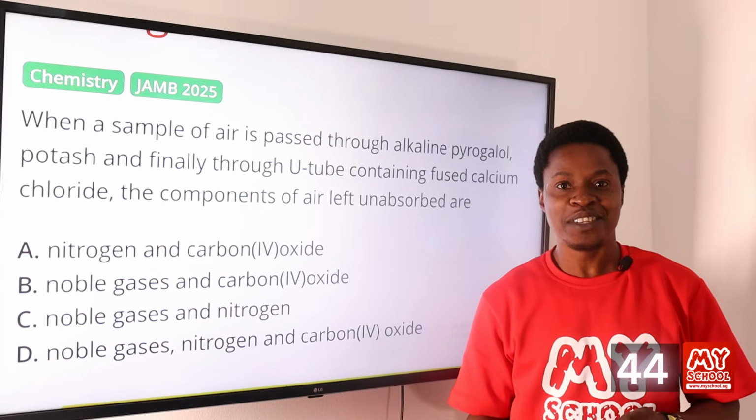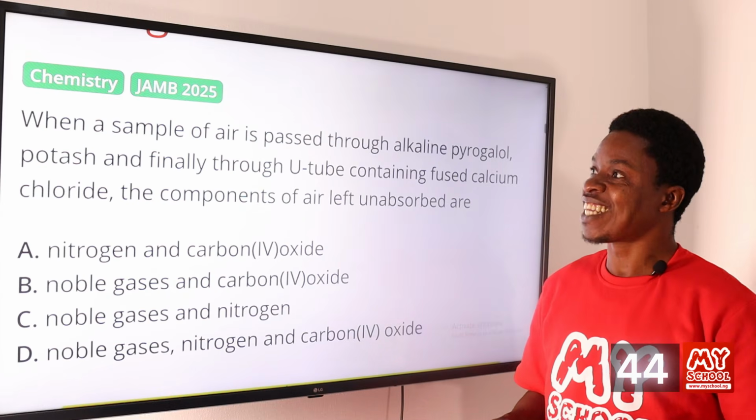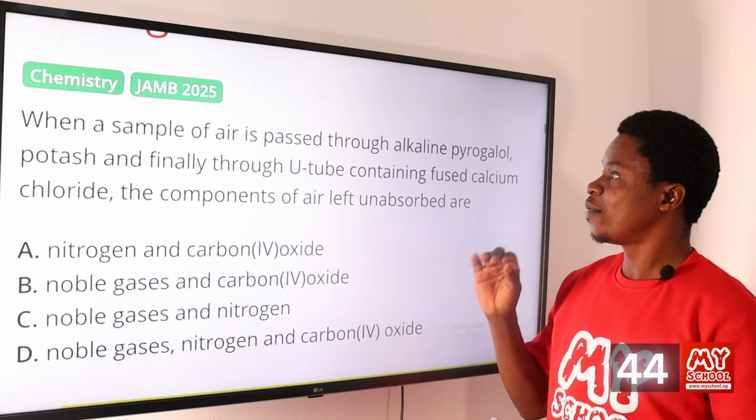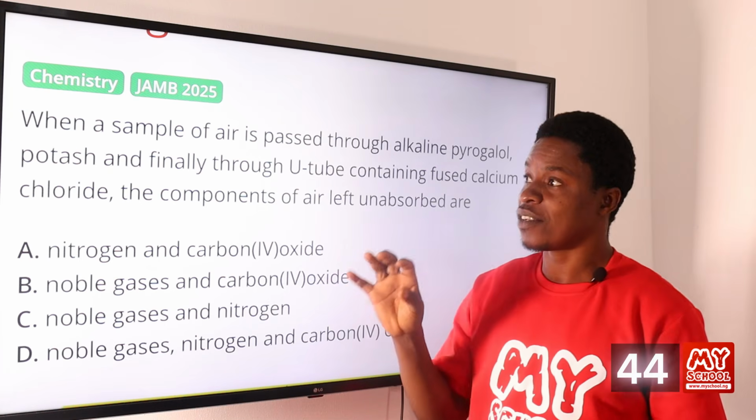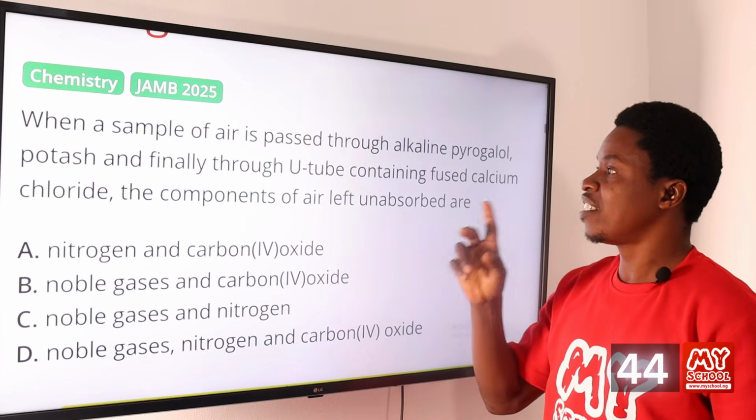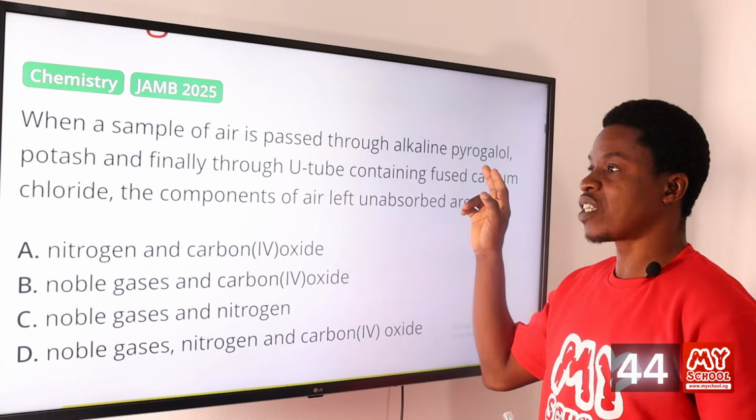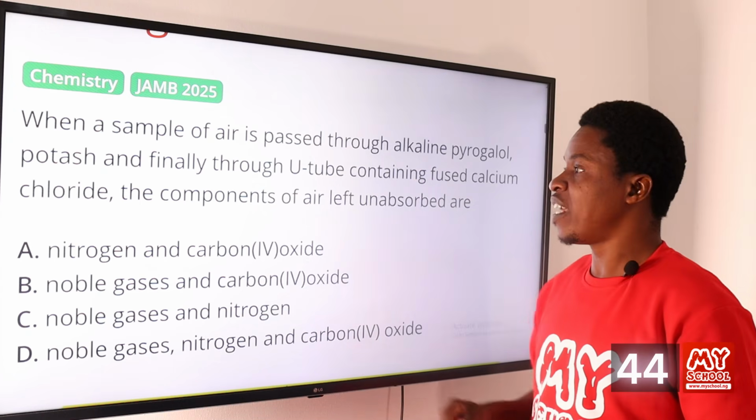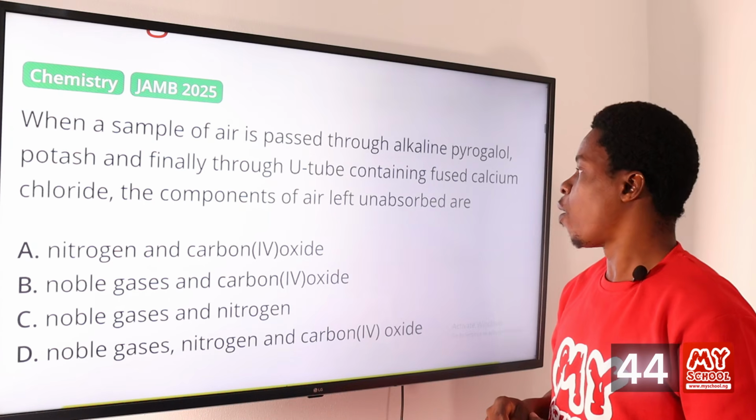Now let's move on to question number 44. When a sample of air is passed through alkaline pyrogalol, potash, and finally through a U-tube containing fused calcium chloride, the components of air left unabsorbed are what?